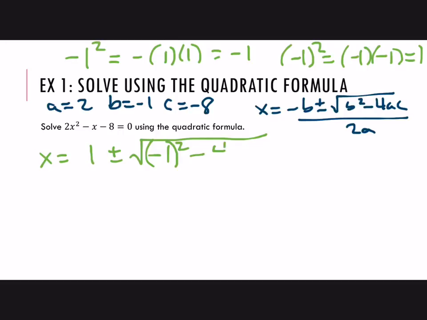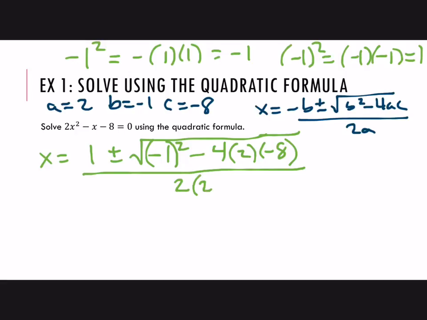Then minus 4 times a, which is 2, times c, which is negative 8. I put parentheses around everything. That way it's clear that this is multiplication, not subtraction. Like it's not a minus 8. We're not subtracting 8, it's times negative 8. All right, and then all of that is divided by 2 times a, which is 2.